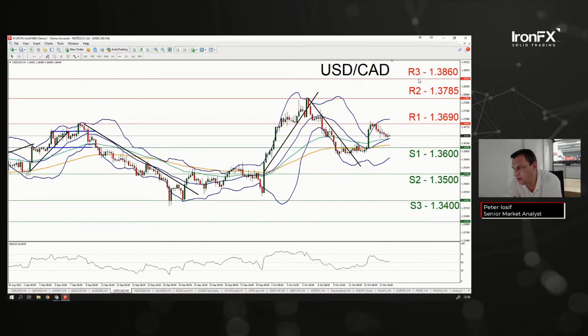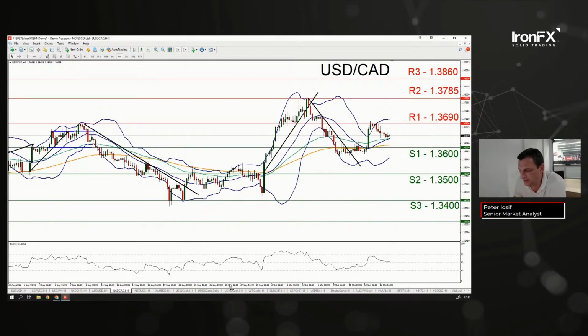Now, should the pair reverse direction and enter a move higher, for a bullish outlook, I would require a clear break of the R1 1.3690, nothing less. On the flip side, should the bears take over, we may see the price action dropping, breaking the S1 1.36, and start aiming for the S2 1.35.